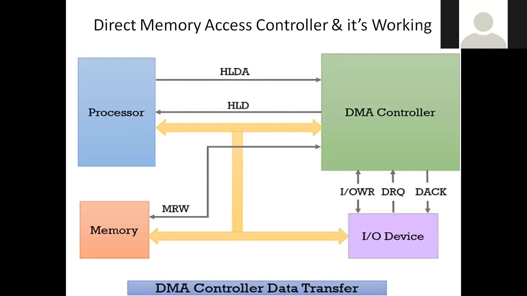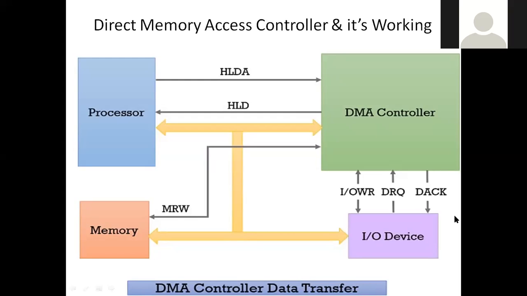The one which you saw previously is a simple unit of the DMA controller, and now this is the detailed version of the DMA controller. Are you able to see the screen? We have 4 major units. What are they? Processor, memory, DMA controller, IO devices.